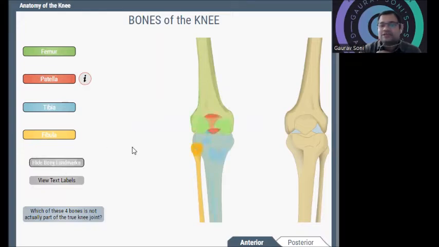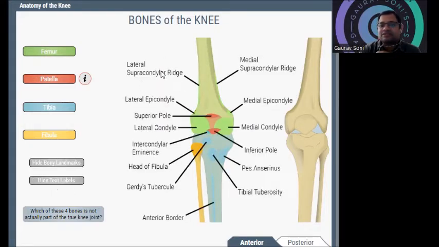Remember the bony landmarks. This is how you can remember all these structures: medial supracondylar ridge, medial epicondyle, medial condyle. These are parts of the femur. Then the inferior bone, pes anserinus, this is the arrangement of three muscles which are arranged like the foot of a goose. There are three muscles, we'll talk about them later. Tibial tuberosity, then you can see here the anterior border of tibia, Gerdy's tubercle, head of fibula, intercondylar eminence, lateral condyle, superior bone, lateral epicondyle and lateral supracondylar ridge. These are certain things which you are going to find here.